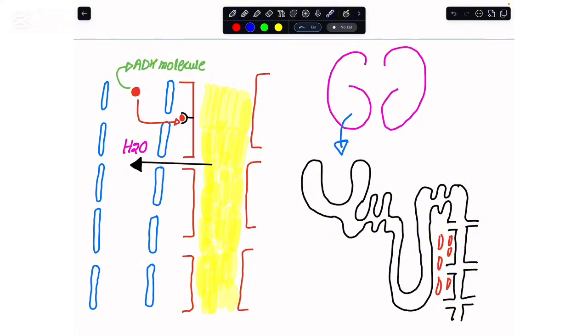And if we do not have the antidiuretic hormone, then the water out of the filtrate in the collecting duct cannot pass back into the blood capillaries that we have here.